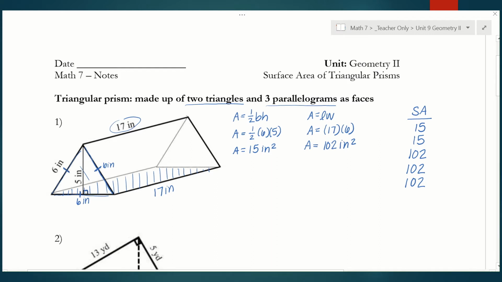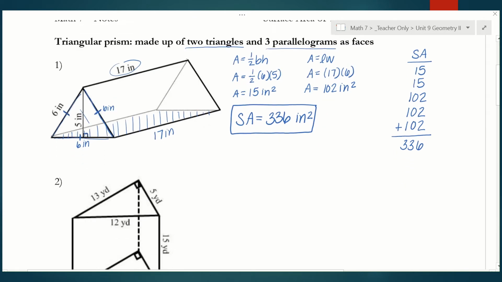Okay, so double check, do we have 5 sides? Yes, so if we add up those 5 areas, we're going to get that the surface area is 336. So my answer here, surface area equals 336, and remember it's inches squared because technically it's still area. Okay, so let's try another one.